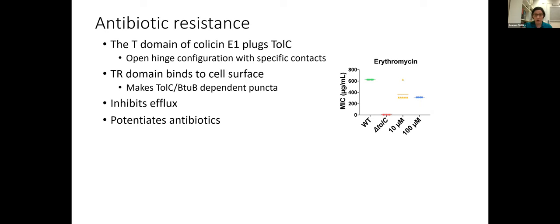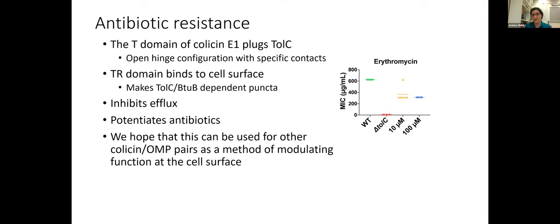And so we are looking forward to this idea of using colicins ultimately. There are lots of colicins, they don't just do TolC, but there are a number of colicins that target all kinds of outer membrane proteins. And so we are looking to a more general mechanism of colicin outer membrane pairs as a method of modulating function at the cell surface.